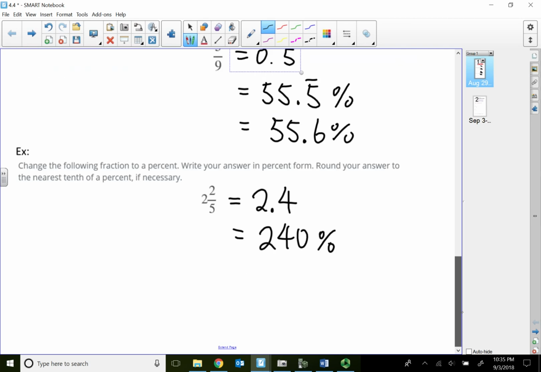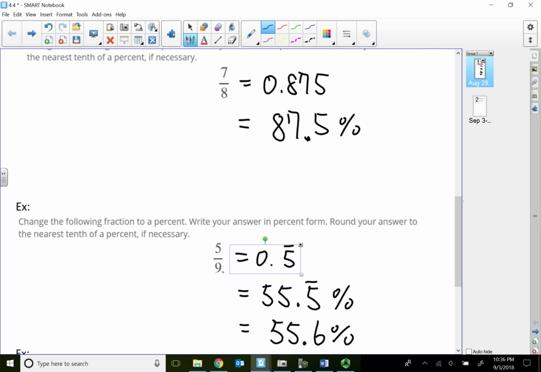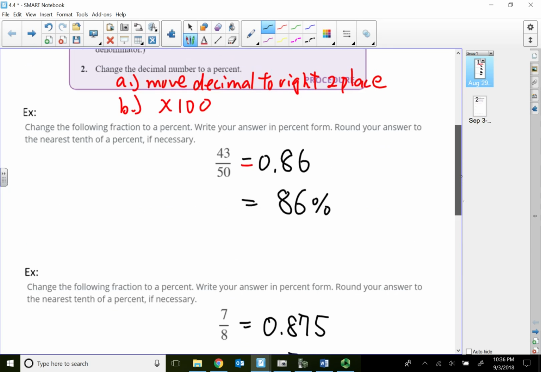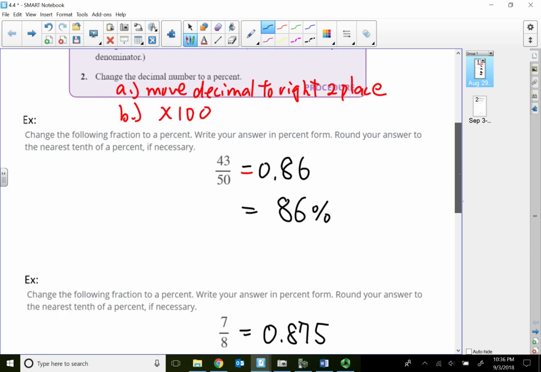So whenever we convert fractions into percent, we can divide the fraction, turn it into a decimal, and then times 100 or move the decimal to the right 2 places to convert into a percent.